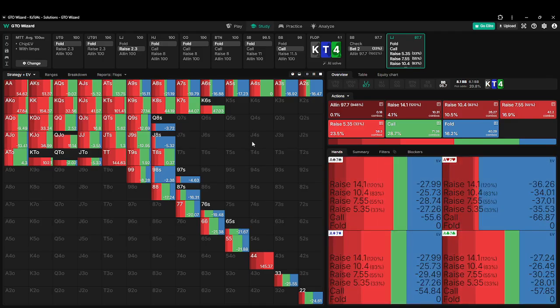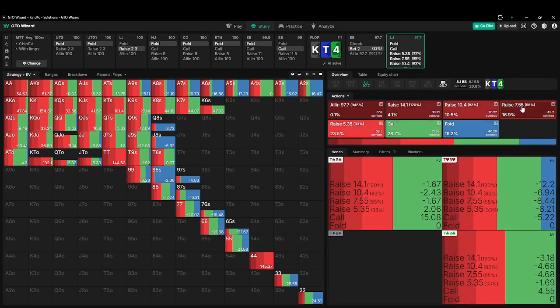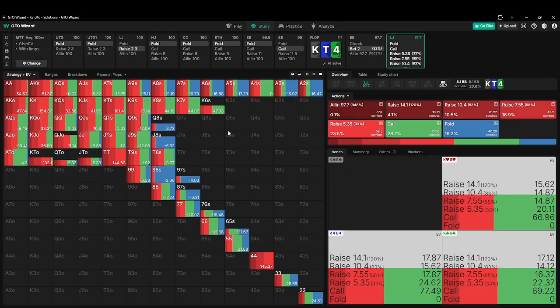But even so, you're seeing a general pattern of a lot of raising, again using these different sizes. It's kind of interesting as well to see that even the 10.4 size, going close to the full pot or even a bit above the current pot, is actually being used. It's interesting to see that even that one is being used with some frequency.